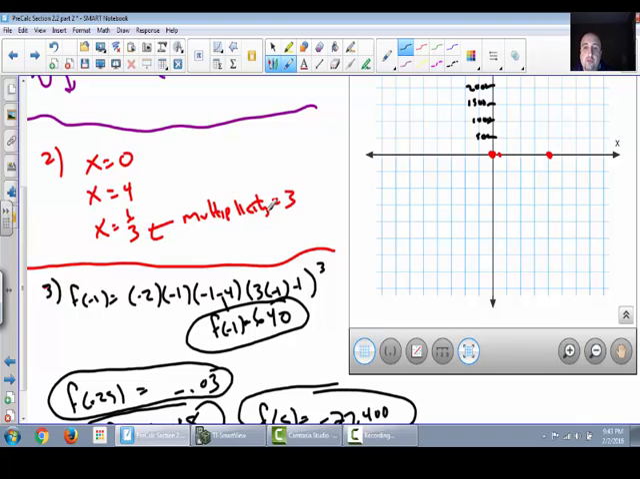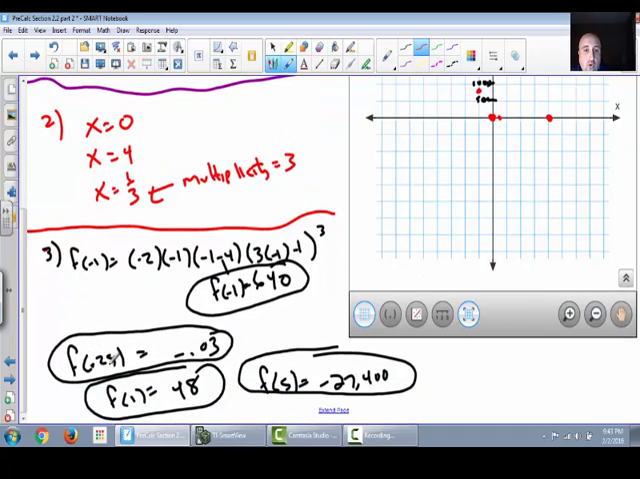So let's plug in our first number. If we plug in -1, we get 640. So -1, 640. It'd be probably about right here. Now when we come down, 0.25 is equal to -0.03. So that's really, really close here. 1 is equal to 48. That's about right here. So this is a very strange one. And then negative 27,400. So at 5, we're way down. I'm not going to put negative 27,000 on it, but we're way down here.